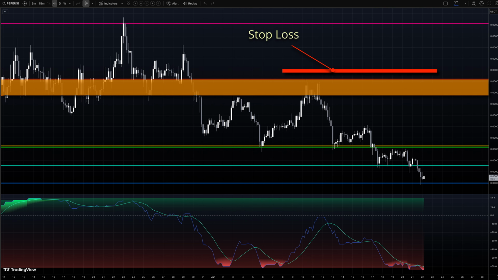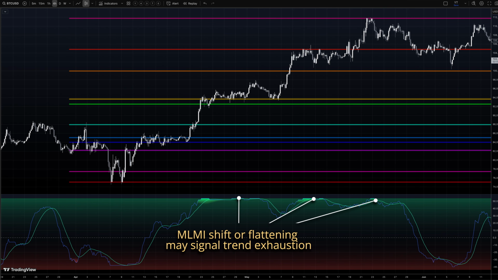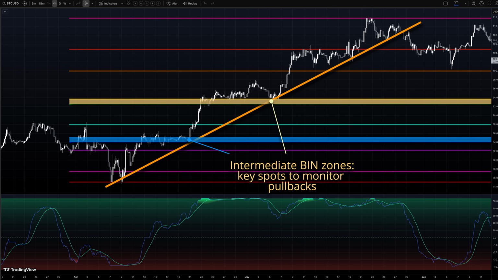The stop loss is placed just beyond the invalidation point, slightly below support for long trades, above resistance for shorts. Targets are set at the next bin level, or partial exits can be taken as price approaches these zones. If MLMI starts to flatten or cross against the trade direction, it may be a signal to scale out or exit completely.